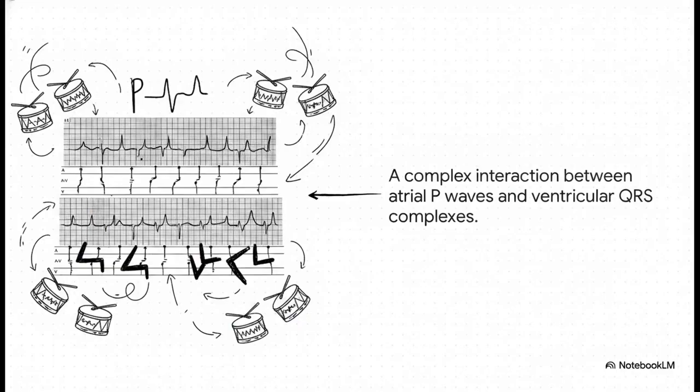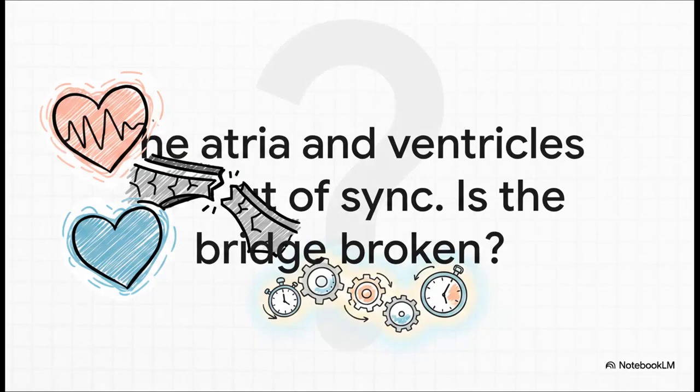So let's start with this rhythm strip right here, because it's a perfect example of the challenge we're up against. At first glance, the P waves and the QRS complexes seem to have no relationship whatsoever. It's like they're marching to the beat of two completely different drummers. This apparent chaos is a classic diagnostic puzzle. And this brings us right to the core question we need to answer.